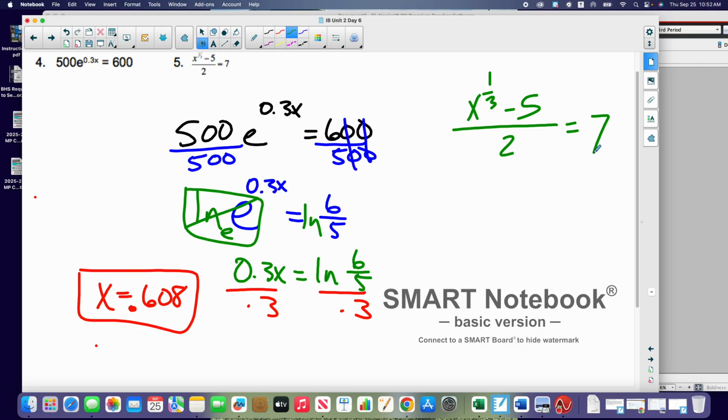Your first move? Multiply by 2. Yeah, I'm going to get rid of the fraction. So multiply by 2 here, multiply by 2 there. So x to the 1/3 minus 5 is equal to 14. Now what? Add 5.